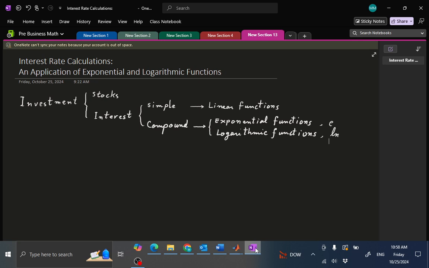Today we are going to talk about interest rate calculations and application of exponential and logarithmic functions. Let me start with a simple scenario and explain the topic for the discussion today.